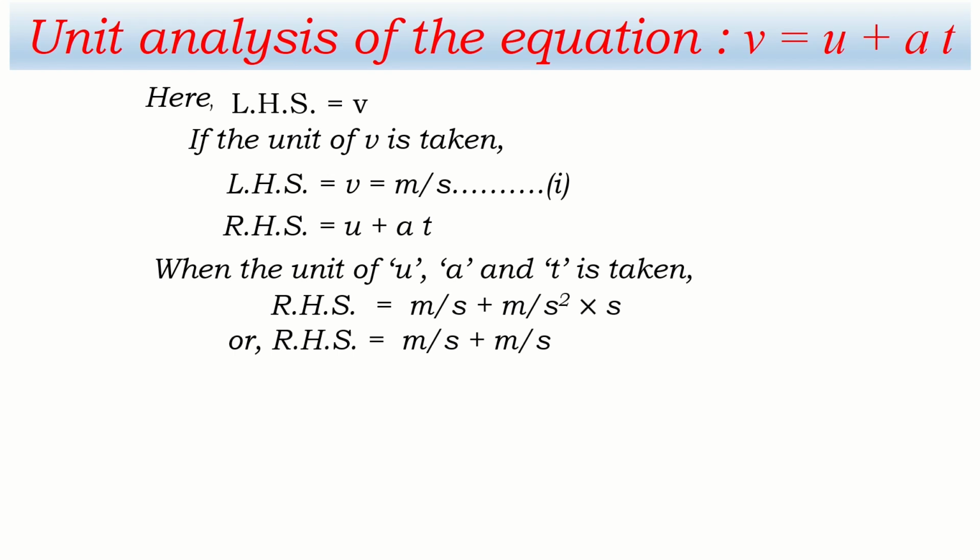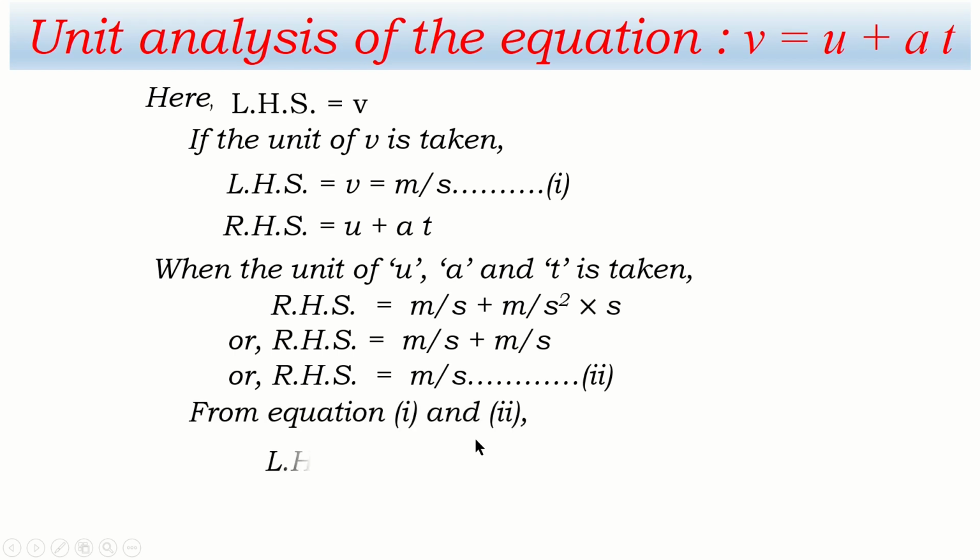So in this case, meter per second plus meter per second is not written as 2 meter per second, but meter per second only, because we are not concerned with the number. Okay, this is equation number 2. In equation 1, we got meter per second. In equation 2 also we have meter per second. That's why from equation 1 and 2, we can say left hand side is equal to right hand side. So this equation is correct.